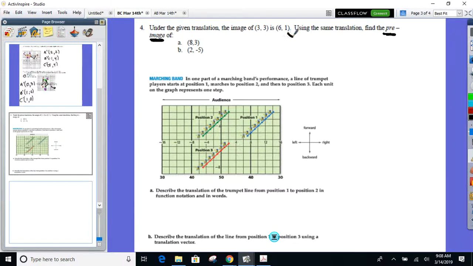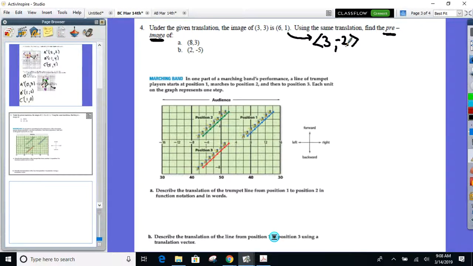Well, first of all, let's get the rule down. I'll just throw it in vector notation right now. (3,-3) to (6,-1). What did I do? What did I slide? (3,-3) to (6,-1). I went +3, right 3, and down 2, so -2.